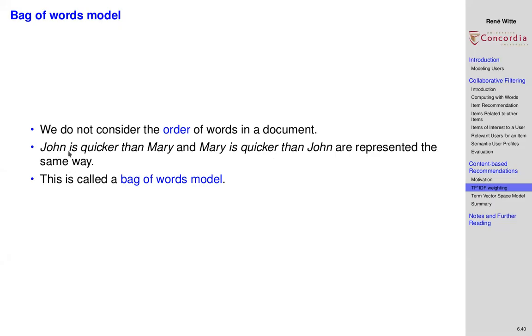You can also see that in terms of semantics, they are quite different. They mean something completely opposite. And one of the interesting things is that even though this is a very simple model that throws away a lot of information, it's still quite useful for many tasks, like internet search and also for recommendation.